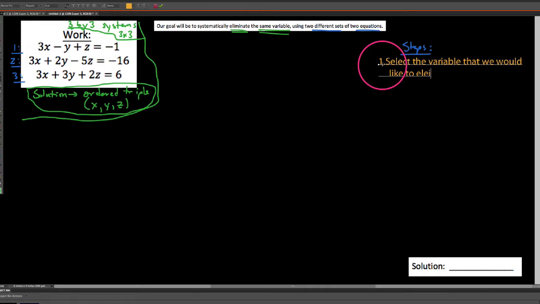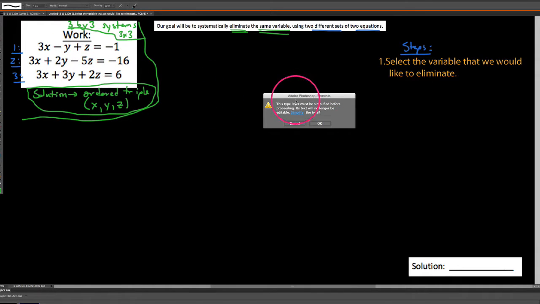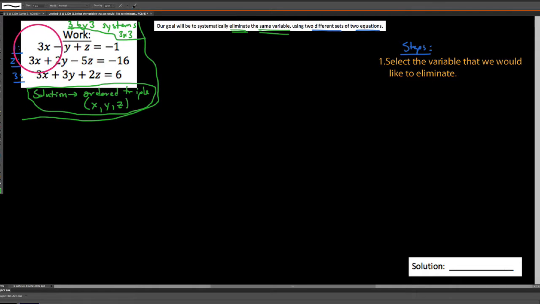So in this case, when I look at my system over here on the left, I'm looking and seeing what would be easy to eliminate, our x's, y's, or z's. And because all of my x's have 3's in front of them already, I think it would be easiest to manipulate those so that they cancel out. So I'm going to choose to eliminate x, and in this case, since I have to choose just two of my three equations, I'm just going to go with equations 1 and 2.